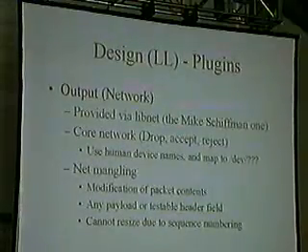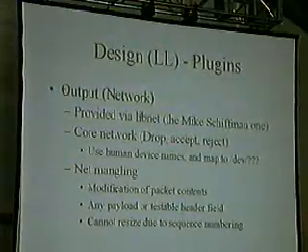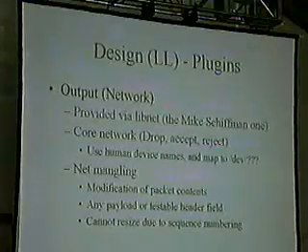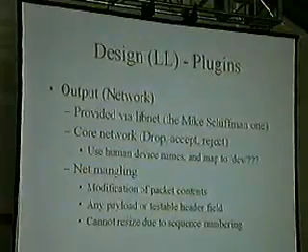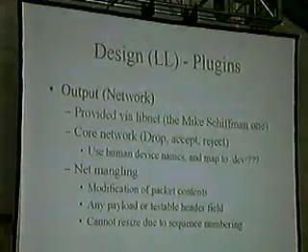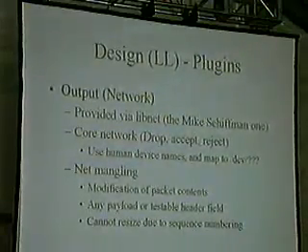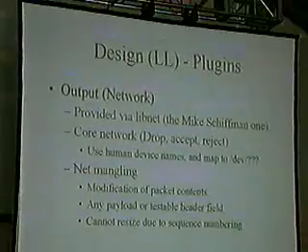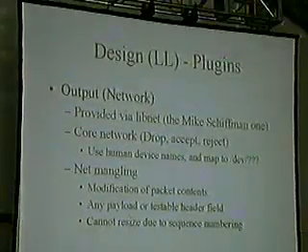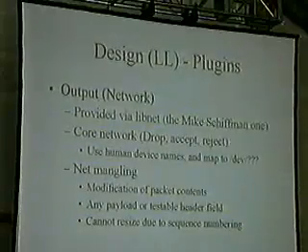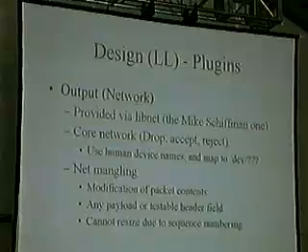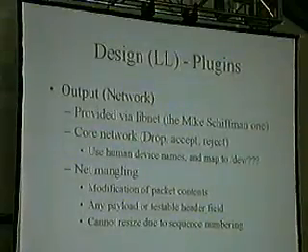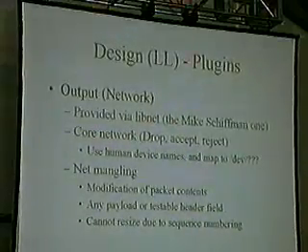Output, you've got the network outputs, same as any firewall, and you've got your log outputs, same as any IDS. The network, all provided by libnet. It doesn't do masquerading yet, but you can do drop, accept, reject. Net mangling is the term I use for the modification of packets in line. You can modify any packet you want, and any header or payload is specifiable.